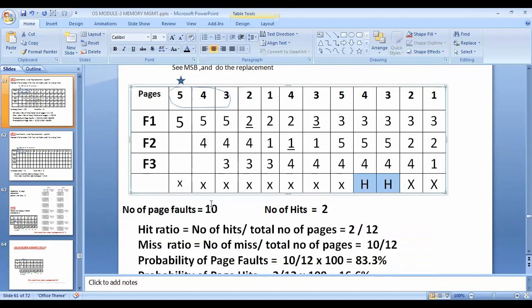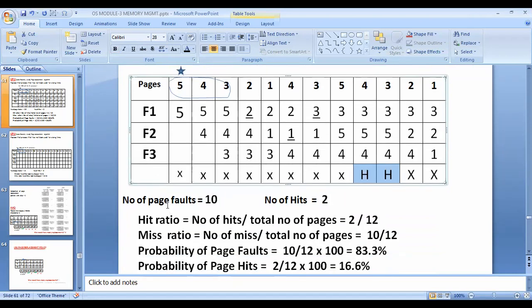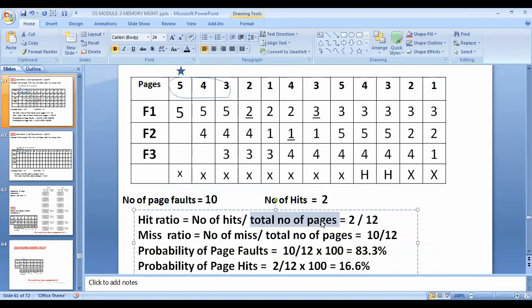Once you calculate the number of page faults and page hits, the next step is to calculate the hit ratio. What is the formula to calculate the hit ratio? Number of hits divided by total number of pages. The number of hits is only 2, and we have how many pages here? 1, 2, 3, 4, 5, 6, 7, 8, 9, 10, 11, and 12 pages. Hence 2 by 12 is the page hit ratio.